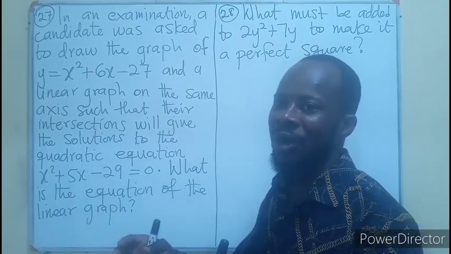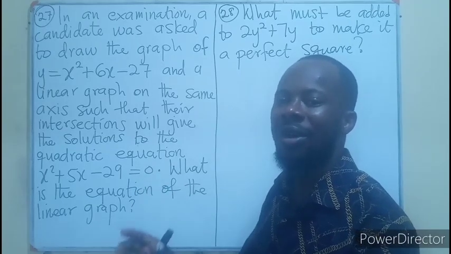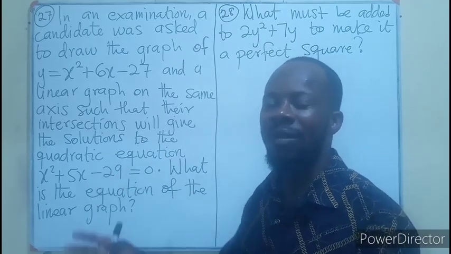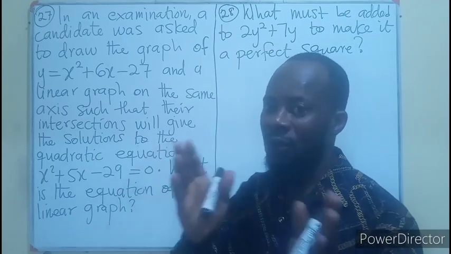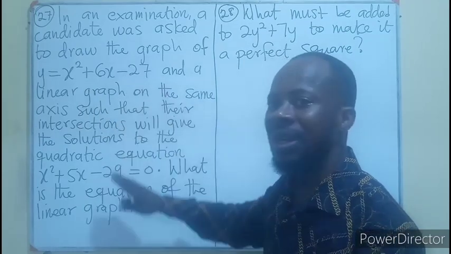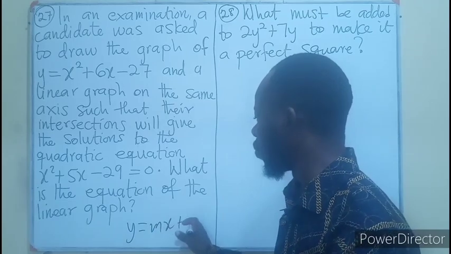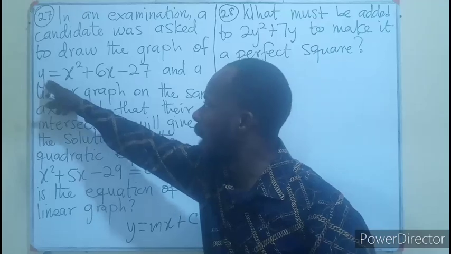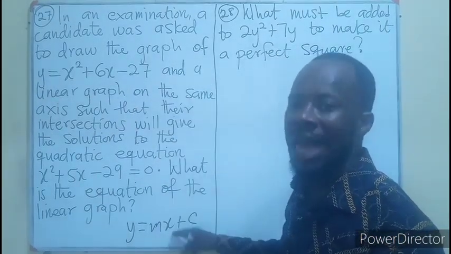When we plot a linear graph and a quadratic graph on the same axis, their point of intersection is the solution of the two equations simultaneously. Since y equals the quadratic equation, and the linear equation is also y equals mx plus c, we equate the two right-hand sides and solve.